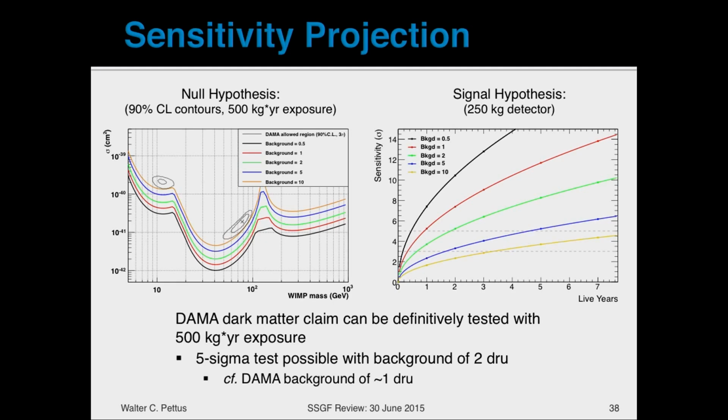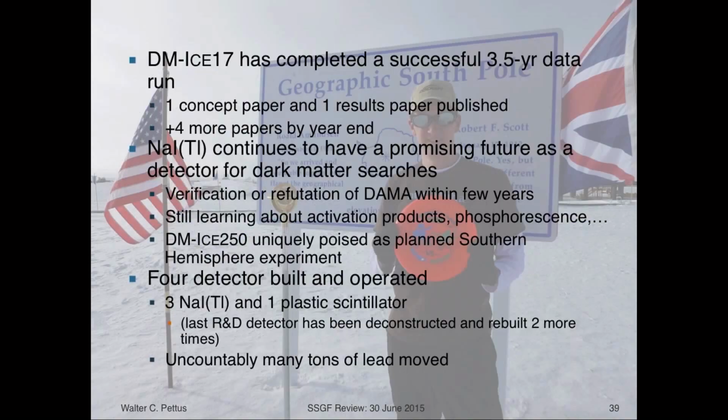If you assume that we're not going to see what they saw, you want to have a strong exclusion of their parameter space. Here their bubbles have been drawn in black. And again, the green curve shows you what kind of sensitivity we're going to have. So there's a really strong test that we can do of the DAMA result.